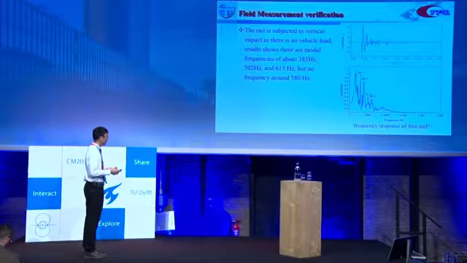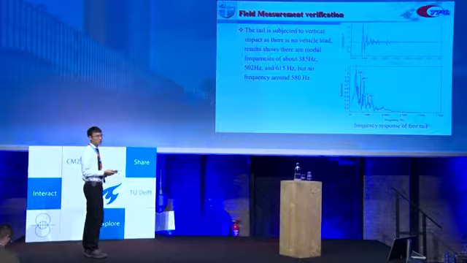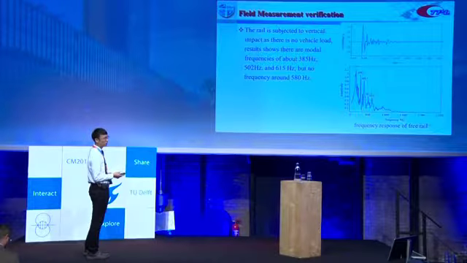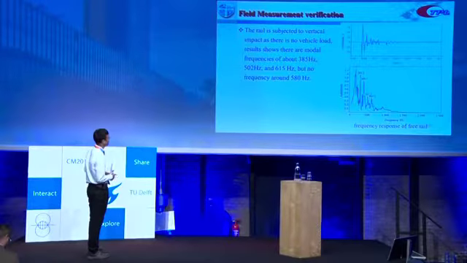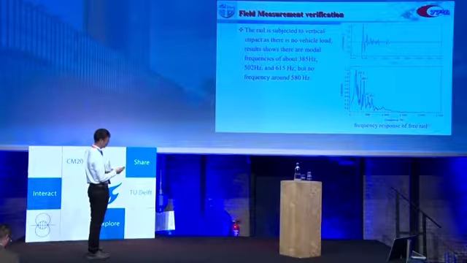To verify the simulation results, we take a two-step test. In step 1, the rail is subject to vertical impact as there is a low vertical load. The results show there are modal frequencies about 380, 500, and 600, but low frequency around 580.